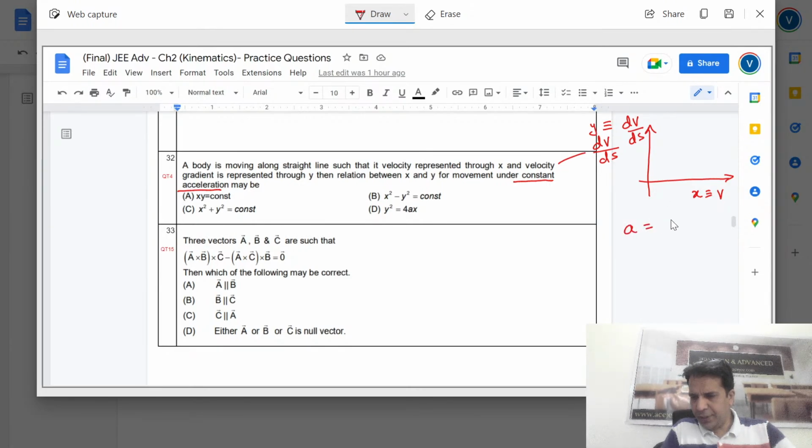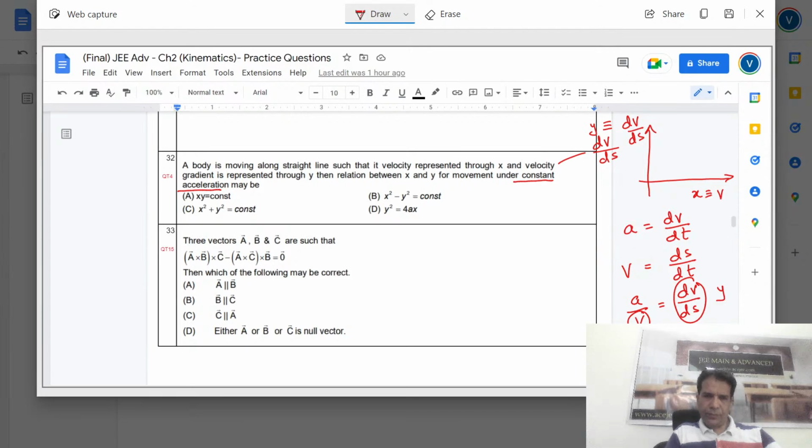And how you did that is you took acceleration as dv by dt. So acceleration is equal to v dv by dx. Right? That's how you took it. You divided the two, you get a by v, dv by ds. They're calling this y, this is x, so you get a by x is equal to y. a is constant because it's a constant acceleration scenario. Right, madam? Yes, sir. Okay, good.